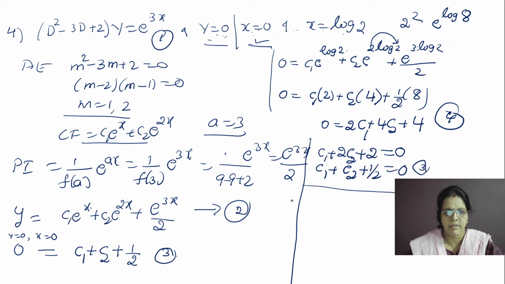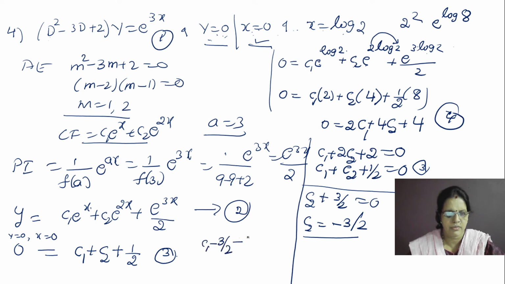Just subtract them. C1 cancels. C2 plus 2 minus half, that is 3 and half, equal to 0. So we get c2 equal to minus 3 by 2. Substitute for c2 in any one equation. We get c1 minus 3 by 2 plus half equal to 0. This is c1 minus 3 plus 1, minus 2 by 2, minus 1 is 0. So c1 equals 1.